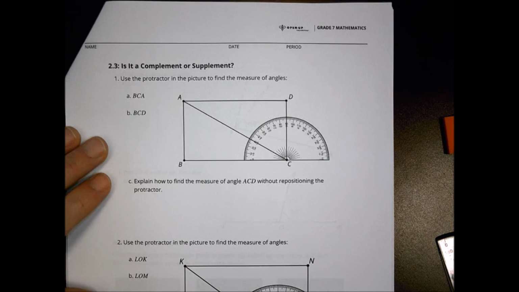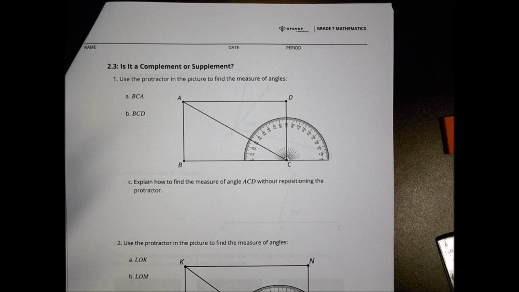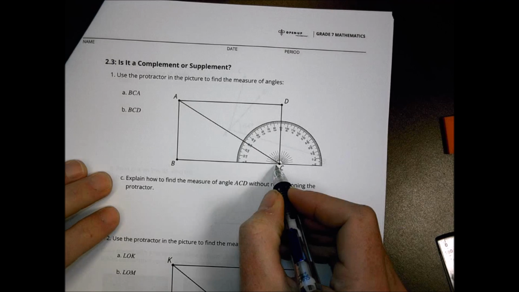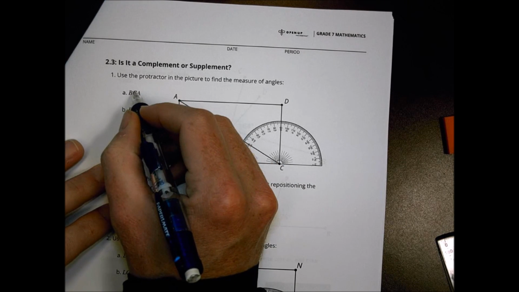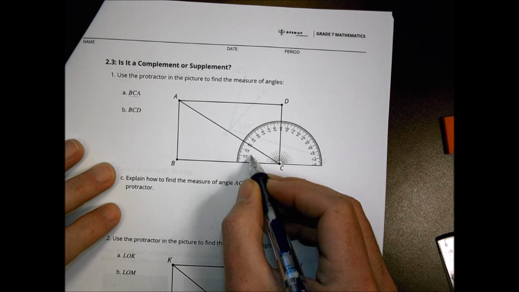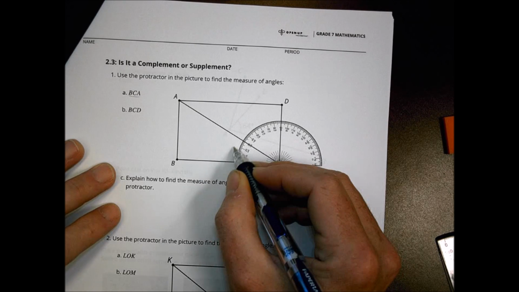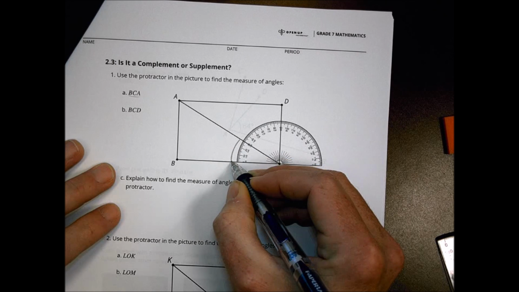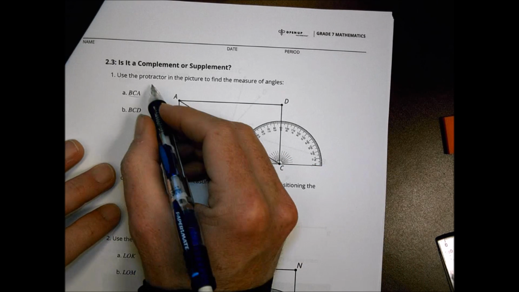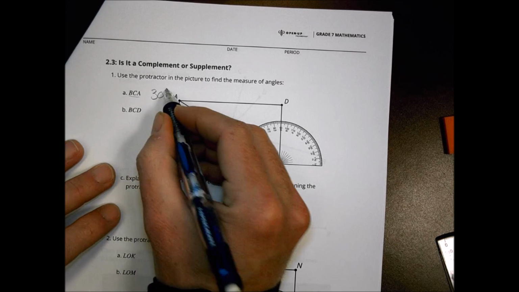Okay, so this first one. For the first one, we say use a protractor in the picture to find the measure of the angle. So we have BCA is our first one, so angle BCA. Going from here to here to here, what is this angle measurement? We start at the 0, we're going all the way to there. The space is BCA, and we can see it gets to the 30. So this has an angle measurement of 30 degrees.